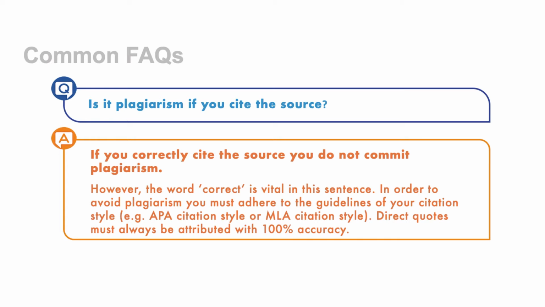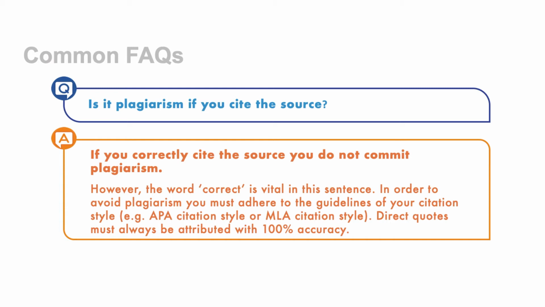Authors ask us, colleagues ask us, let's go through them so that we can understand better this issue. Is it plagiarism if I cite a source? The answer: if you correctly cite a source, you do not commit plagiarism. And this is what international journals are looking for in particular. However, in order to avoid plagiarism, you must adhere to the guidelines of your citation style in the journal that you're targeting for your publication.